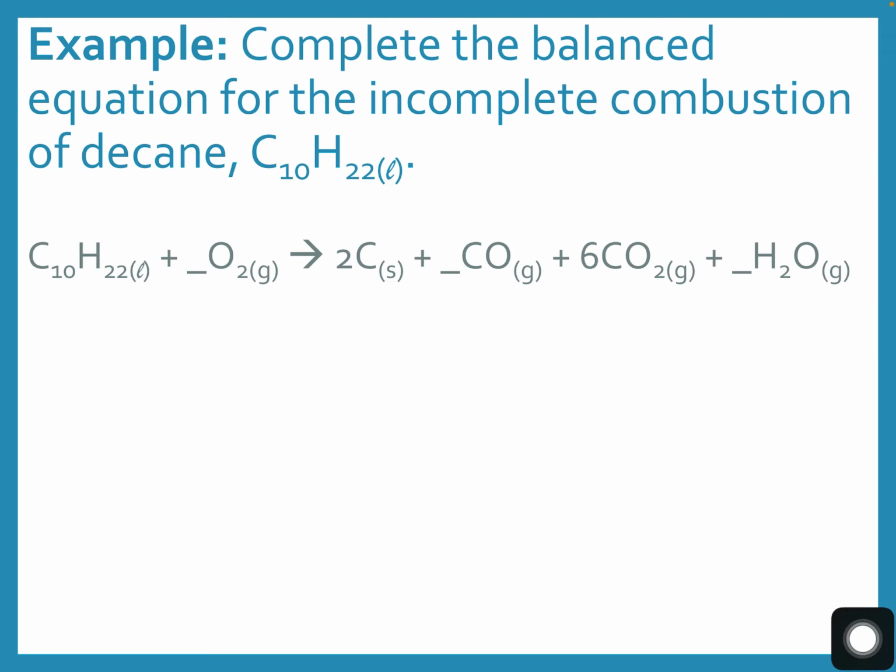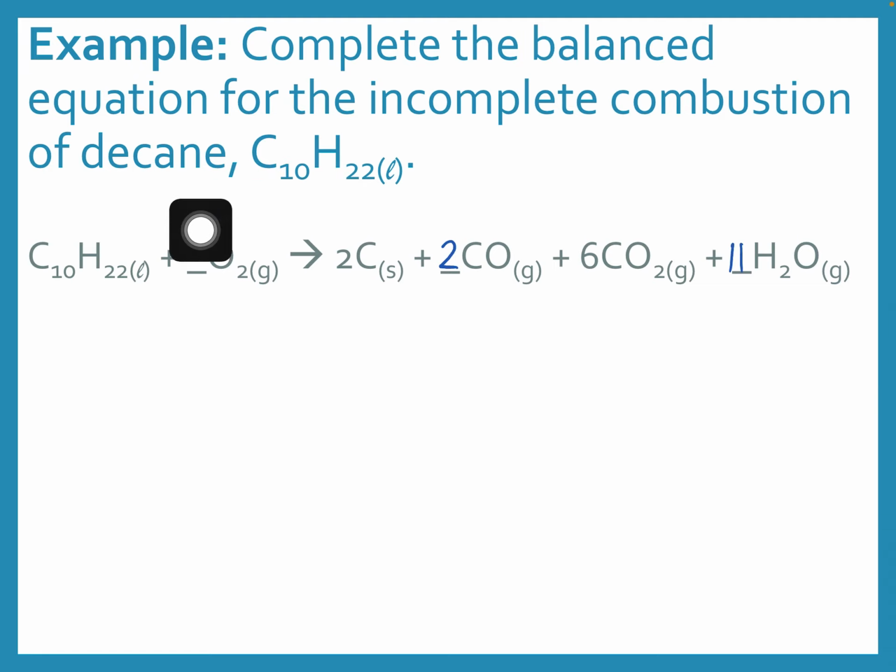And if I give you a partially balanced equation, you can see here that this is partially balanced. So I have 10 carbons here. I have 2 so far and 6, so that's 8. So I would need 2 more to balance my carbons. And I have still 22 hydrogen, so that's going to be the same here.